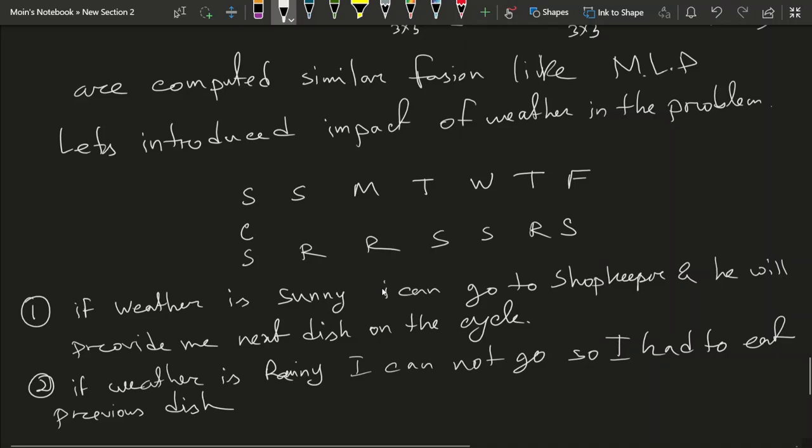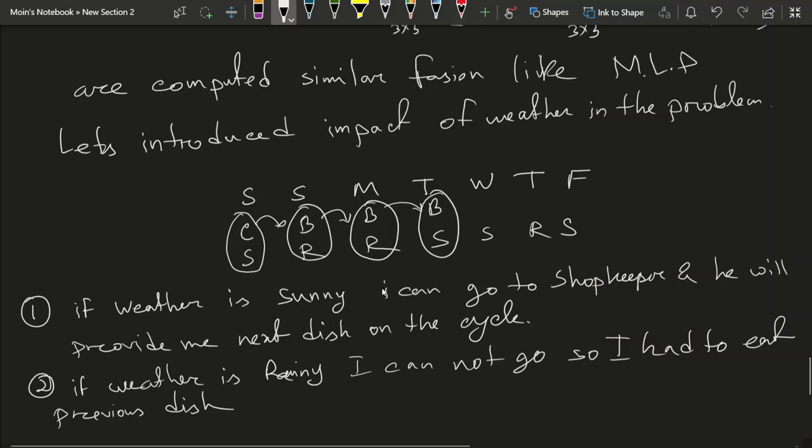For example, with chicken and sunny weather, I can go to the shopkeeper and the shopkeeper will prepare a burger for me. Because burger and rain happens, rain means I have to stay at home. I could not go to the shopkeeper, so I had to eat a burger again. So on the next day there is also rain, and I had a burger. So I had to have a burger on the next day as well because I could not go to the shopkeeper. I could not change my diet.